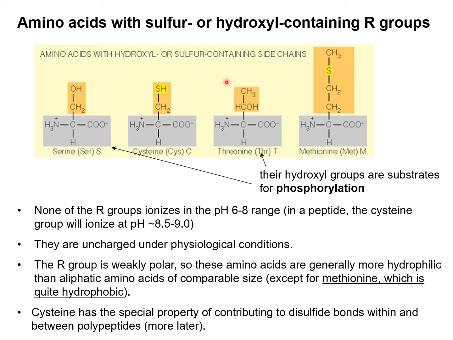But the R group is weakly polar, so these amino acids are generally more hydrophilic than aliphatic amino acids, such as alanine of a comparable size, except for methionine, which is still quite hydrophobic. And cysteine has the special property of contributing to disulfide bonds with the other cysteine amino acids within and or between polypeptides that we are going to discuss much more later in this lecture.